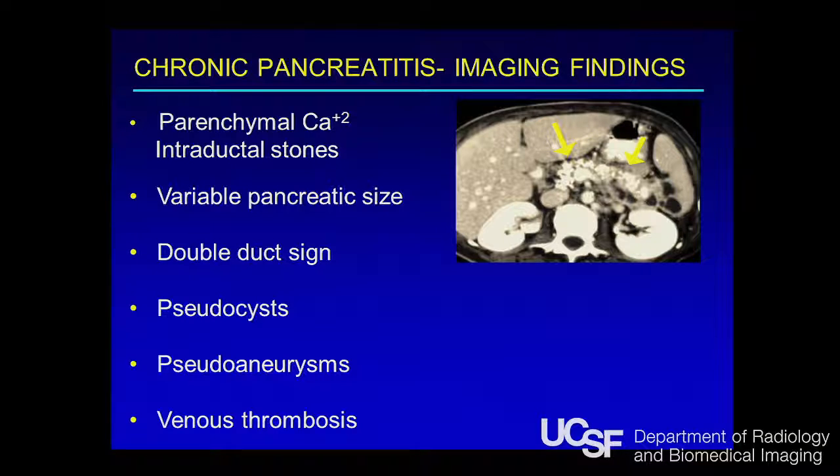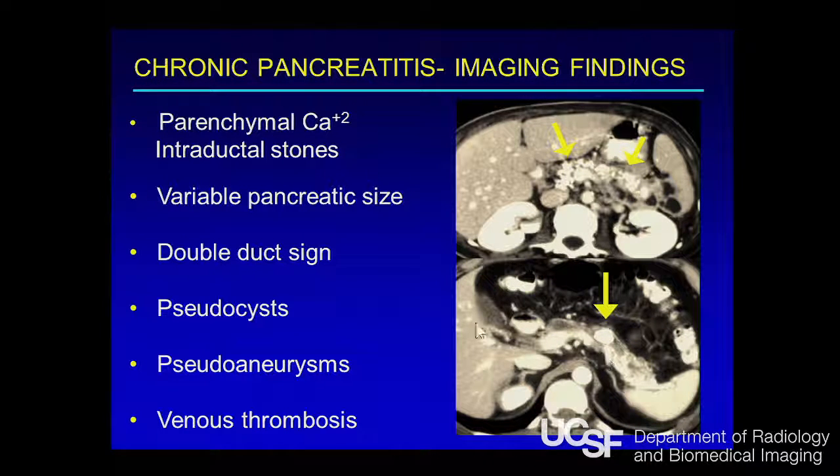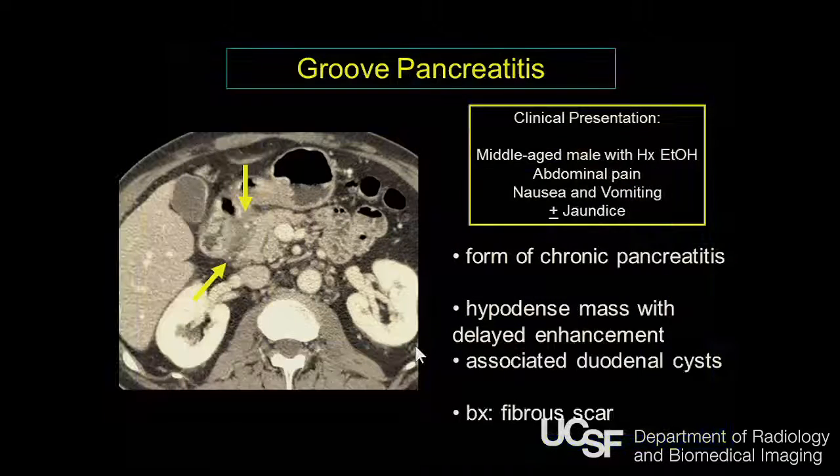Now, what are the imaging findings of chronic pancreatitis? You're all familiar with this. So you can have parenchymal calcifications, actual intraductal stones. The gland may be enlarged, or it may be atrophic. The double duct sign, you're all familiar with, as a finding for adenocarcinoma when it involves the head of the pancreas, but when chronic pancreatitis involves the head, it's very fibrotic and can also cause the double duct sign. The pseudocyst, pseudoaneurysms, and obviously portal vein thrombosis and SMV thrombosis.